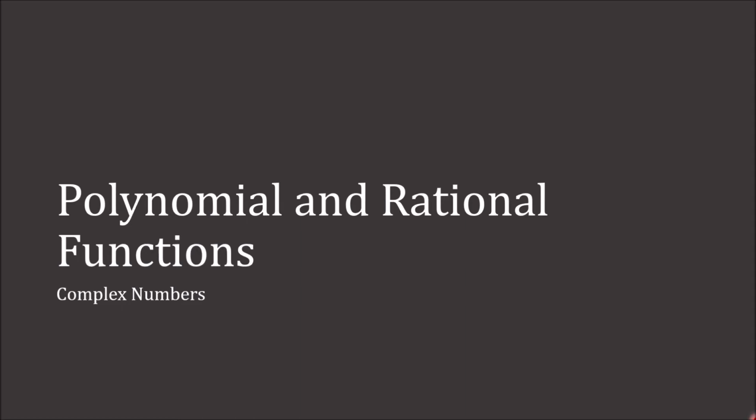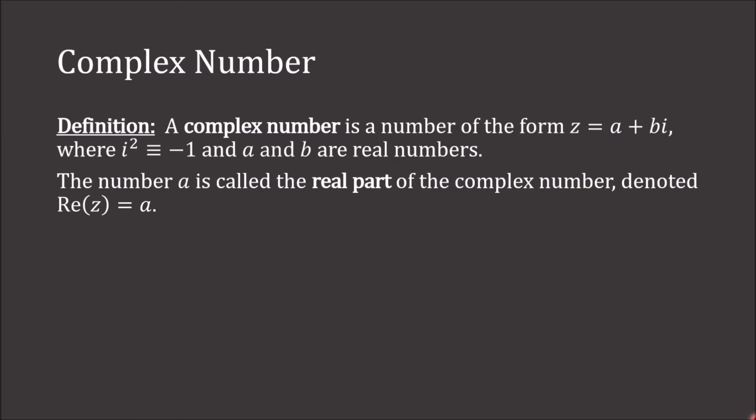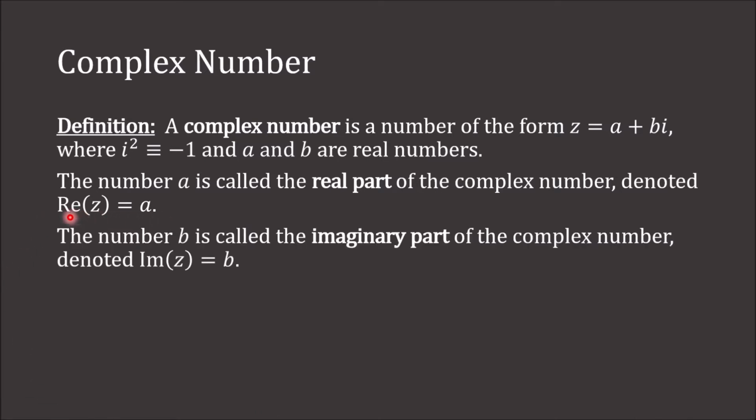We now begin studying polynomial and rational functions, and we do so by reviewing complex numbers. So a complex number is a number of the form z equals a plus bi. i squared is defined to be minus 1, and a and b are real numbers. The number a is called the real part of the complex number, which is denoted as such. The number b is called the imaginary part of the complex number, and it is denoted as such.